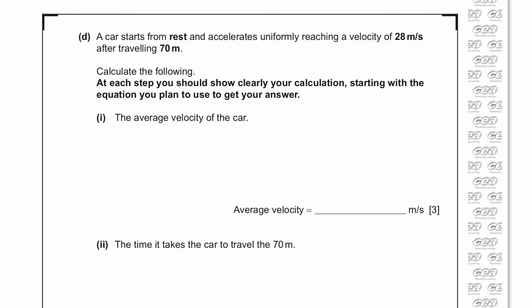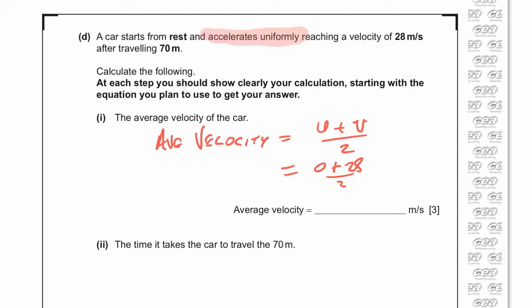Part D. A car starts from rest and accelerates uniformly, reaching a velocity of 28 meters per second after travelling 70 meters. Calculate the following. At each step, you should show clearly your calculations, starting with the equation you plan to use to get your answer. So first of all, the average velocity of the car. Now, when a car accelerates uniformly, you're allowed to use u plus v over 2 for average velocity.